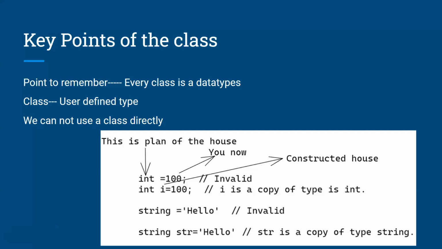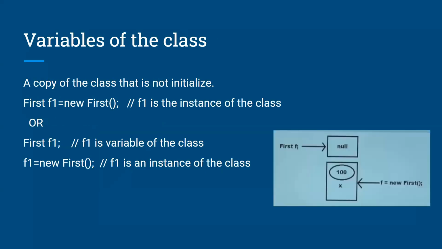That's why. Now you can see the variable of the class. A variable is nothing but a copy of the class that is not initialized. We can initialize it with the help of the new keyword. If you want to initialize something related to the instance or non-static, we can do it like this: First f1 equals new First. So f1 is the instance of the class. Or we can write First f1 only. Right now f1 is a variable, not an instance, because it is a non-initialized copy of the class. Here you can see f1 equals new First, so f1 is an instance of this class. We can initialize the instance like this.